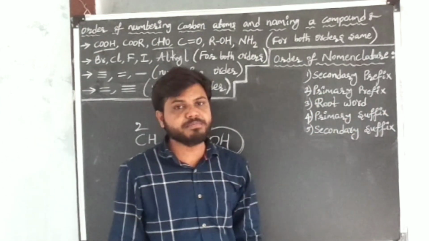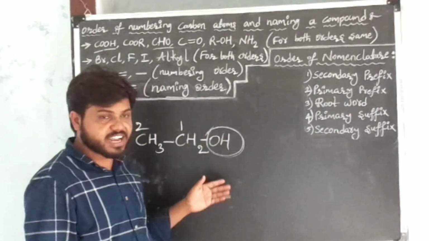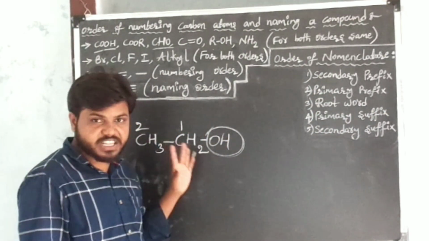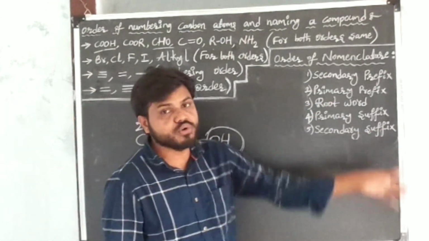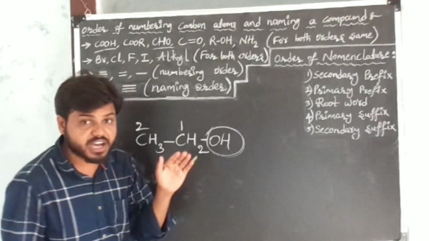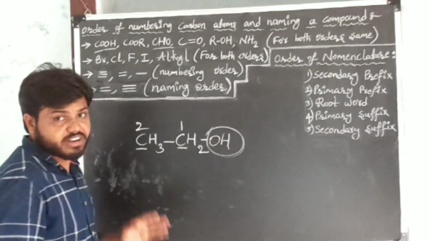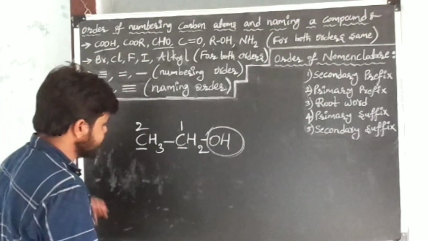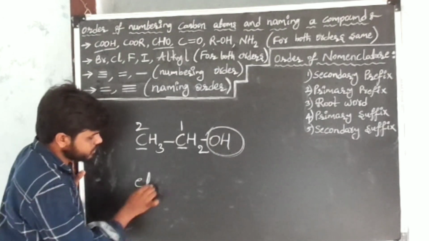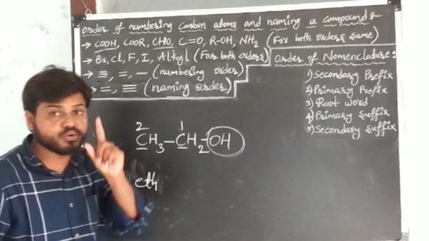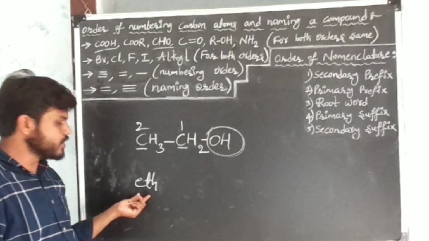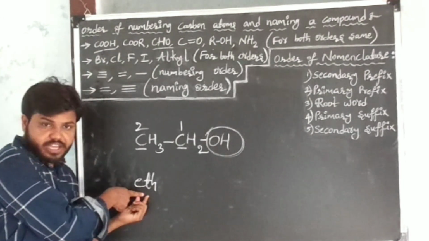Then go to the primary prefix. Primary prefix is cyclic. Cyclic is also not present in the given carbon compound. Then go to the root word. Root word means the number of carbon atoms. Here, how many carbon atoms? 1, 2. In the given carbon compound, 2 carbon atoms are there. Write the root word of 2 carbon atoms, that is eth.